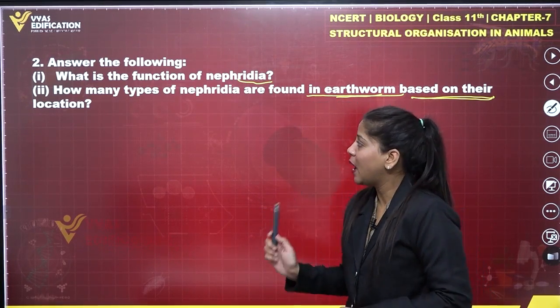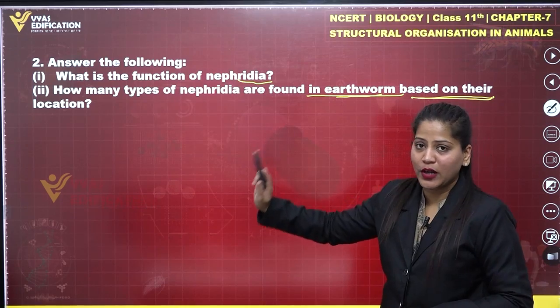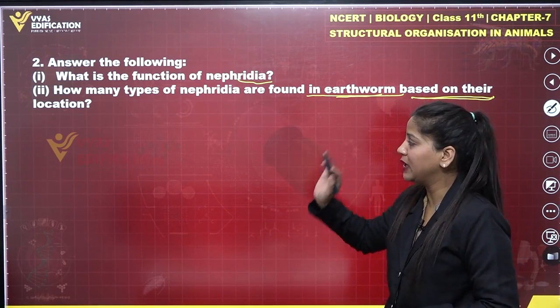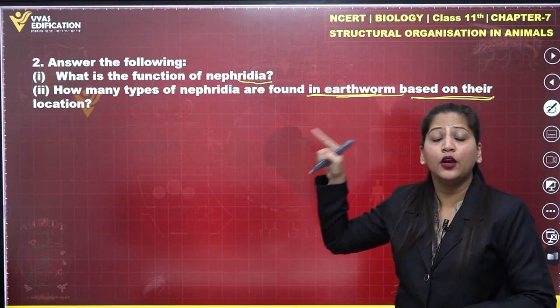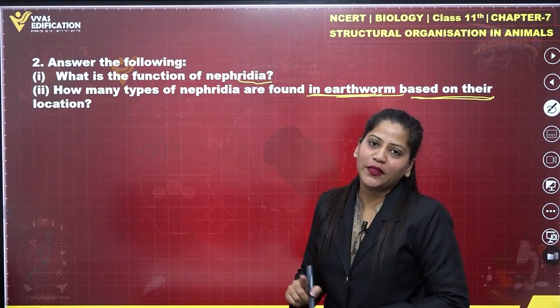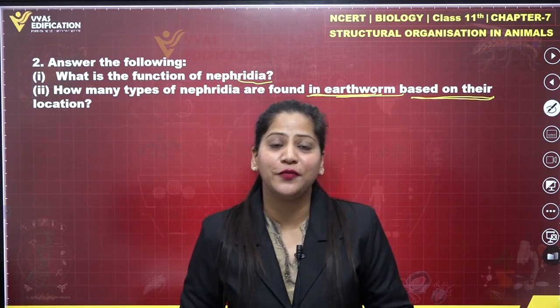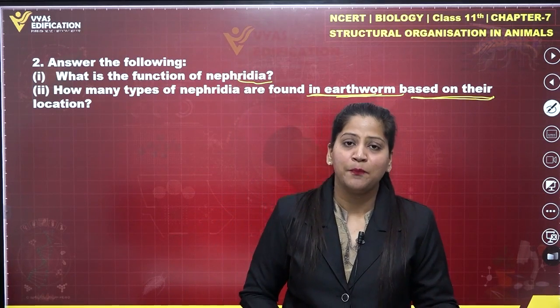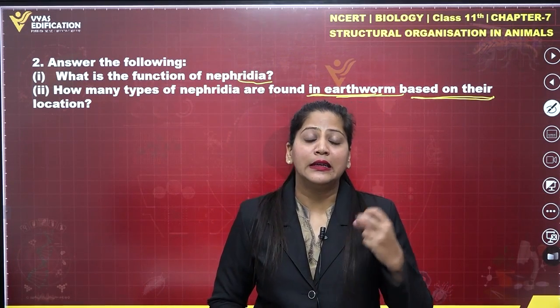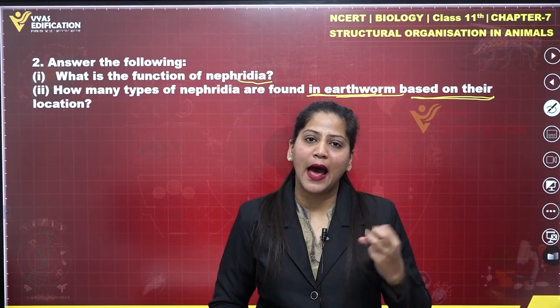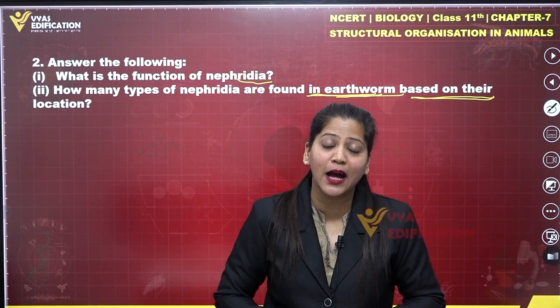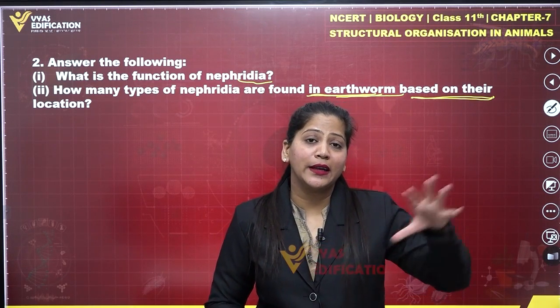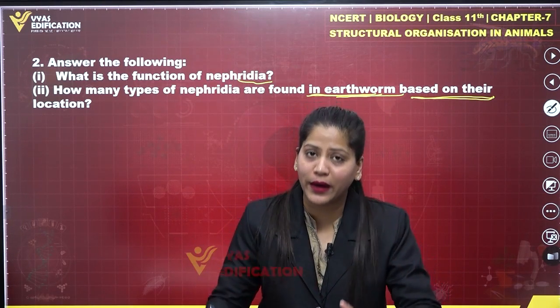earthworm. Now, the next part of this question is how many types of nephridia are found in earthworms based on their location. Based on the location, we have 3 types of nephridia in earthworms: septal nephridia, integumentary nephridia, and pharyngeal nephridia. These are the 3 types of nephridia you will find in earthworms based on their location.